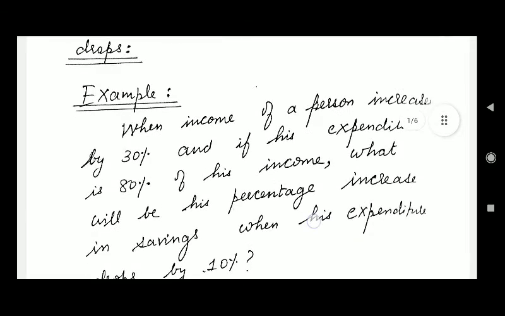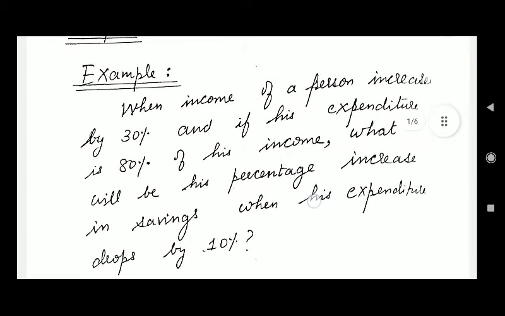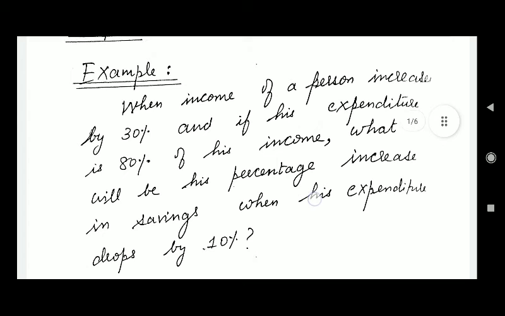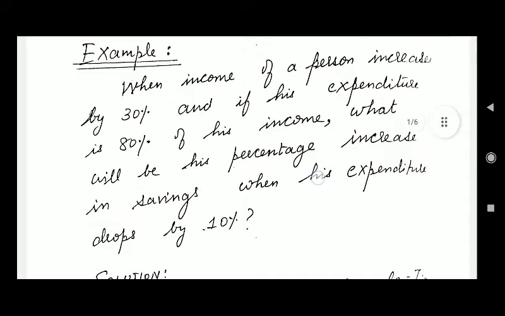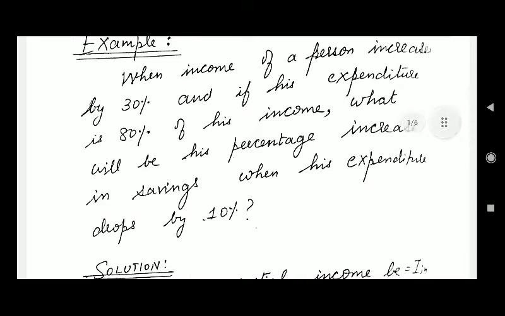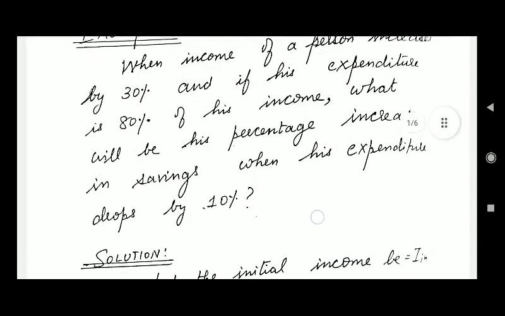When the income of a person is increased by 30 percent and if his expenditure is 80 percent of his income, what will be his percentage increase in savings when his expenditure drops by 10 percent? That is how the question goes.